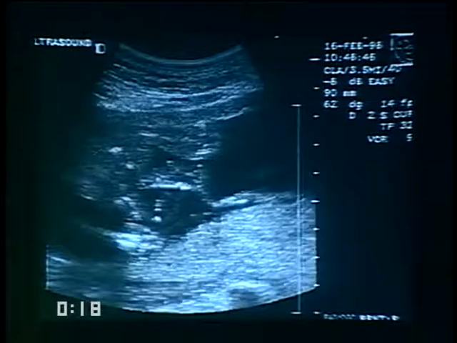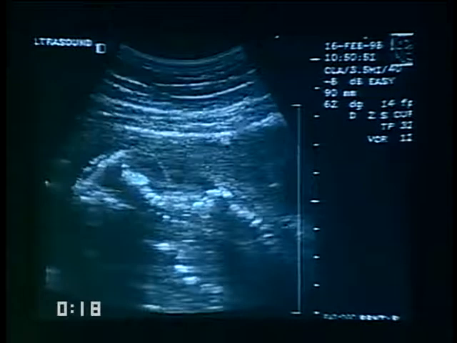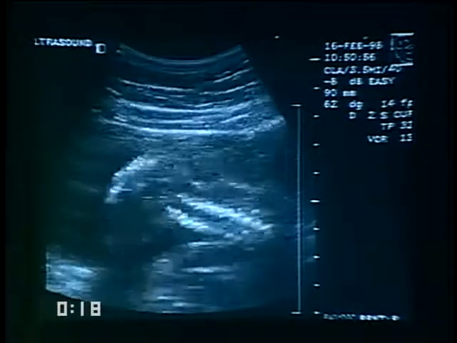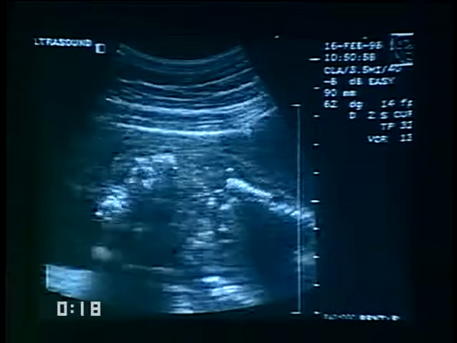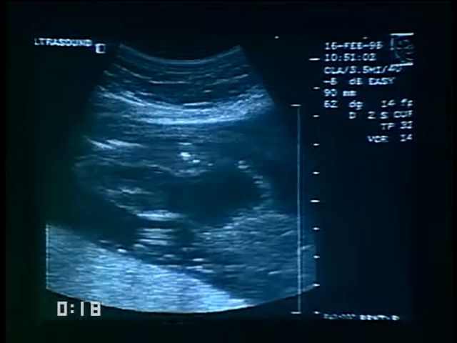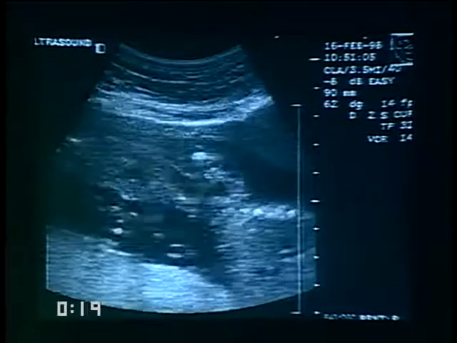And if you were scanning yourself, you would know that this was the head. And here we're trying to show that. Here's the spine, cervical spine coming up. And we get into the head, and then we got this big cystic mass.